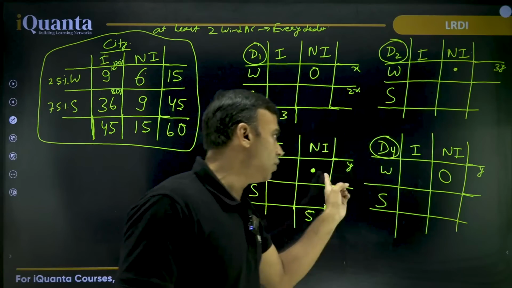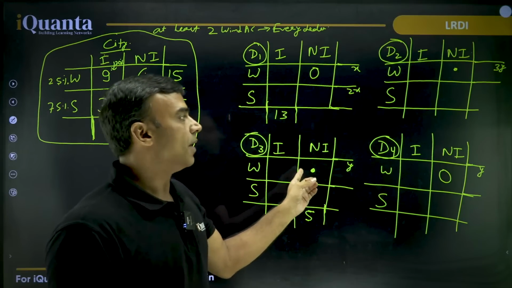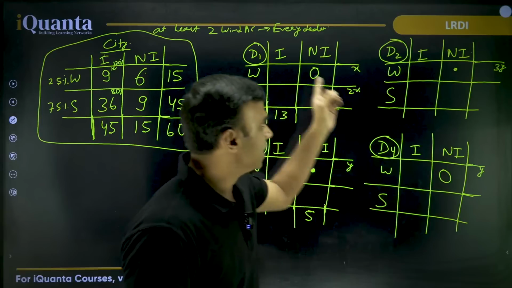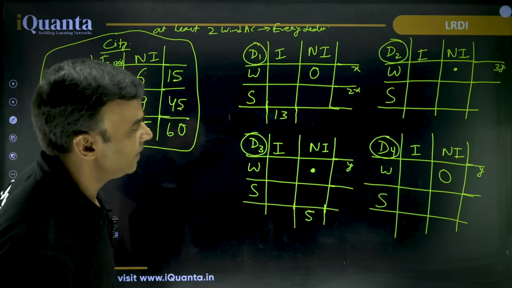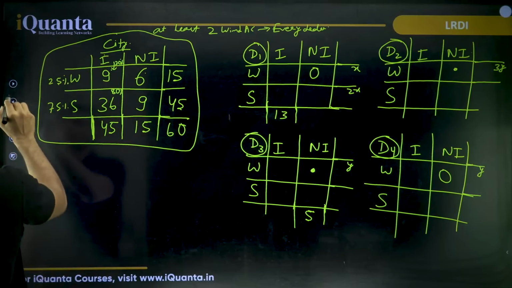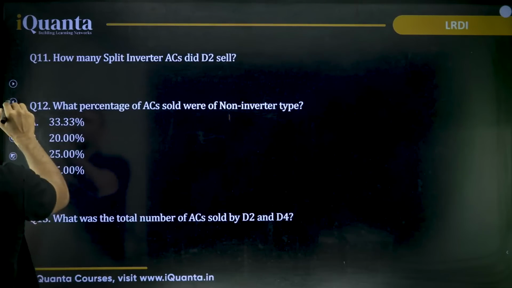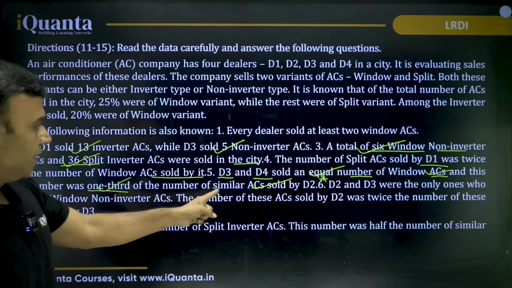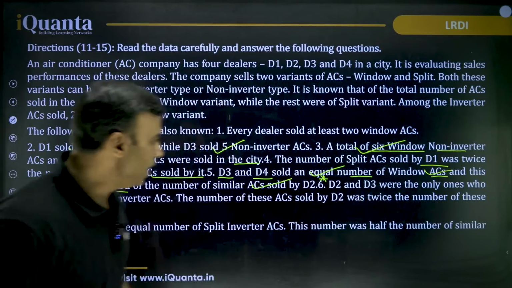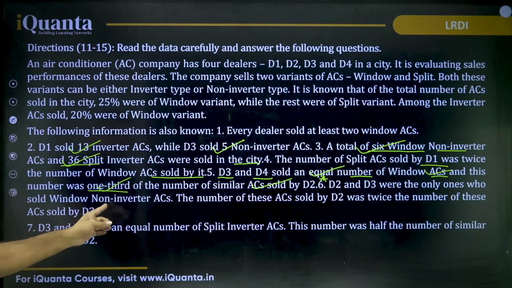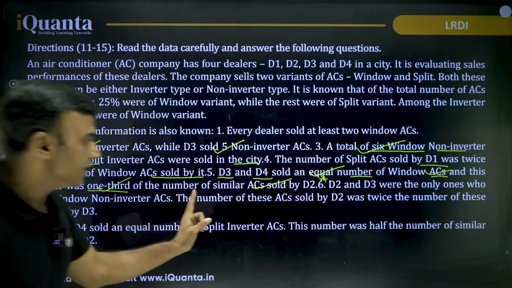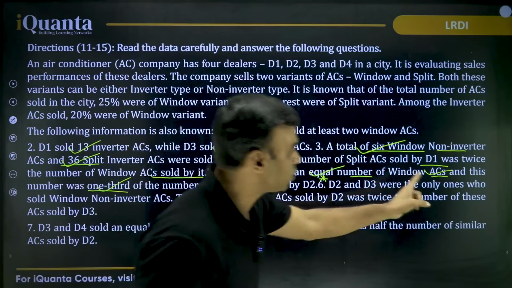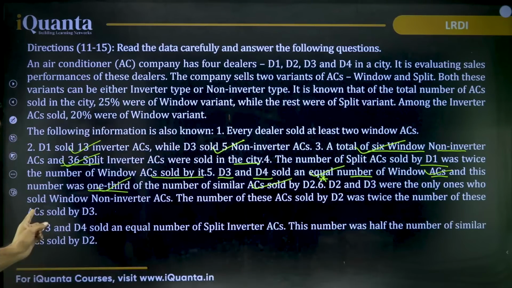These are the only two places which will be filled with some number. That means the other two dealers will have 0 number at that place. I hope that makes this very clear. Okay, what else do we have? D2 and D3 were the only ones who sold window non-inverter AC, so the others will have 0 number.